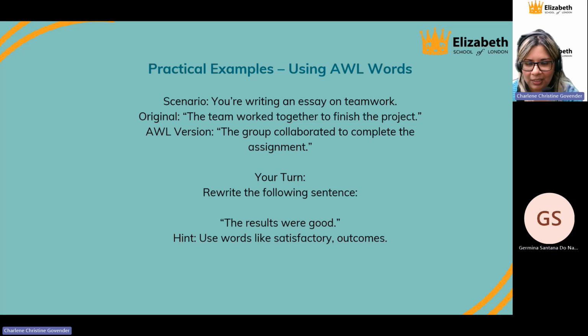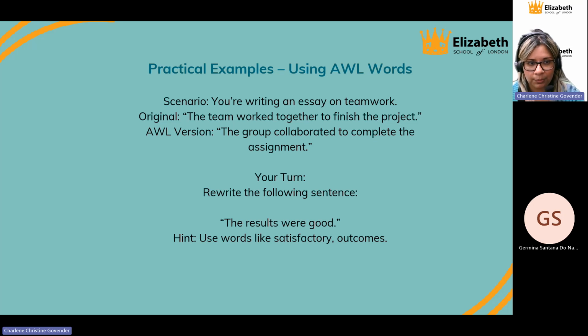All right, so let's get on with the PowerPoint then. We're going to continue to use some more practical examples and we're going to focus on using the academic word list. For example, you're writing an essay on teamwork. The original is: the team worked together to finish the project. Okay. So that is very informal. If we want to make that more formal sounding, we can use the academic word list and we can change some of those words with words we find in the academic word list.